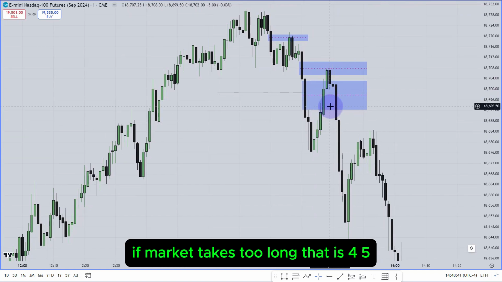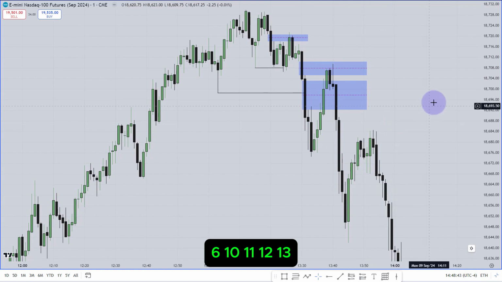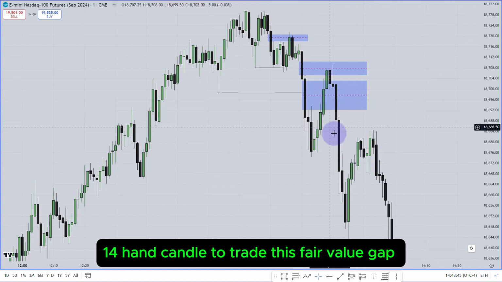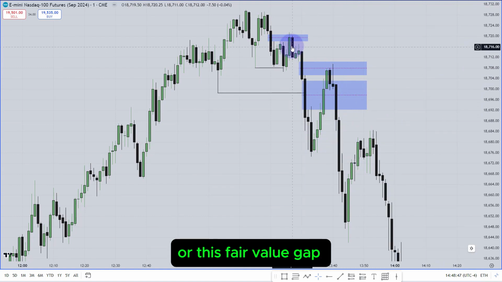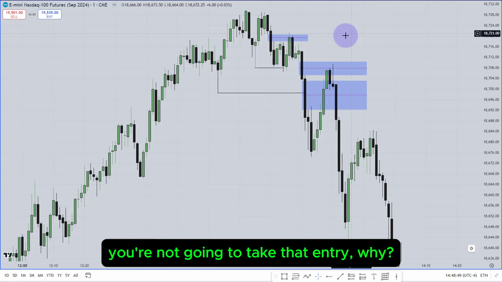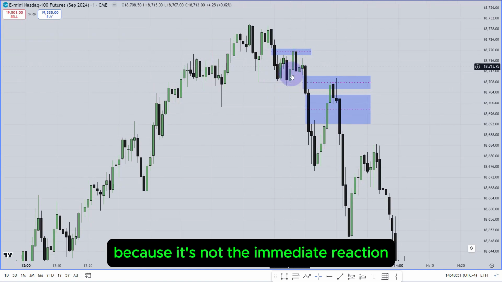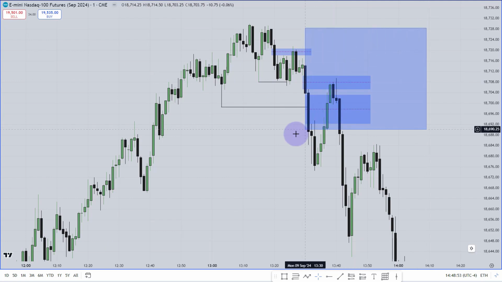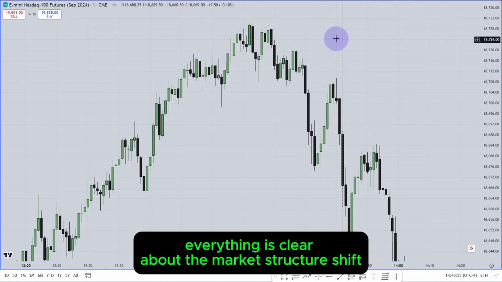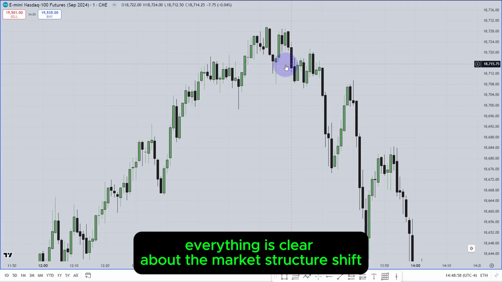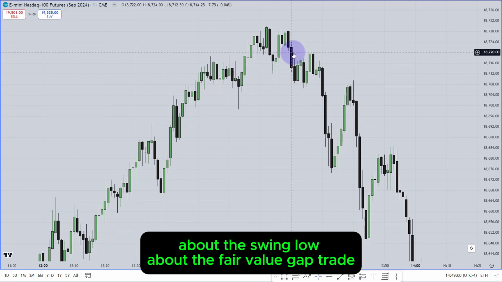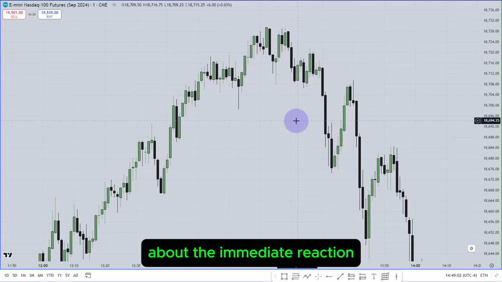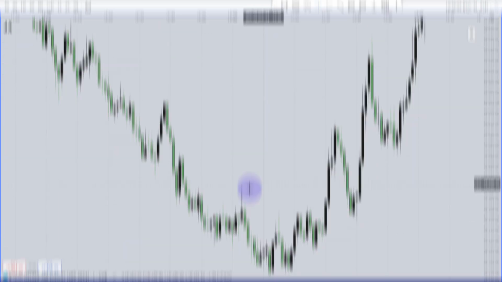If the market takes too long, that means 4, 5, 6, 10, 11, 12, 13, 14 candles to trade this fair value gap, no, you are not going to take that entry. Why? Because it's not the immediate reaction. So I hope that until now everything is clear about the market structure shift, the swing low, the fair value gap trade, and the immediate reaction. Now let's talk about another thing.